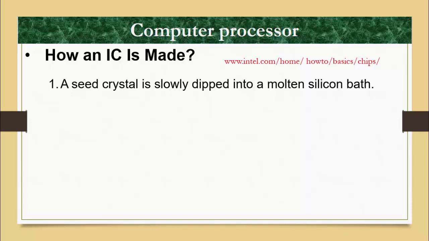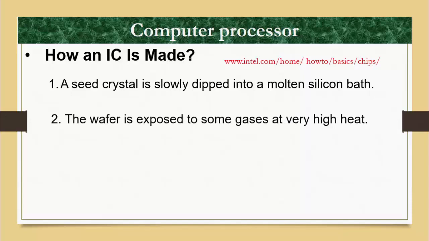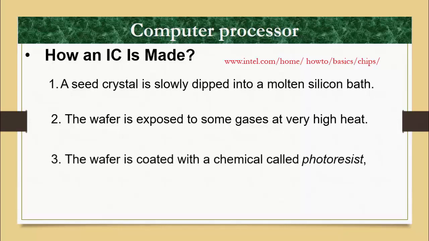and polished. The next one, students: the wafer is exposed to some gases at very high heat. This allows a very thin layer of silicon dioxide, like rust on metal, to form on the wafer. The next one, students: the wafer is coated with a chemical called photoresist, which is resistant to ultraviolet or UV light, and then dried.